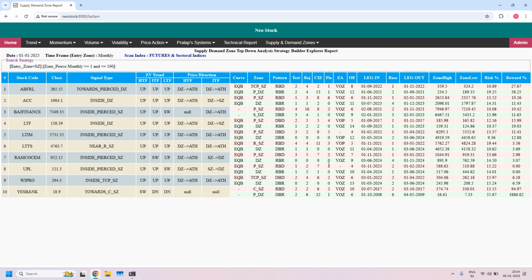Now you need to look for the supply zones only in the pierced count. The red color zones are supply zones in this report. Okay, this is about pierced zones.